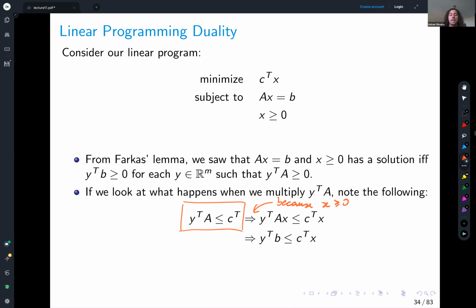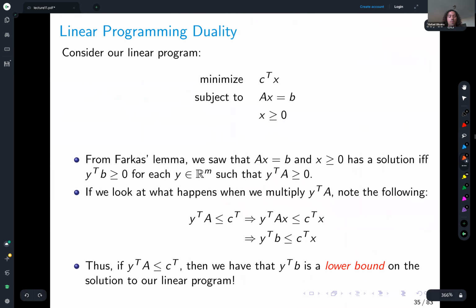But now here's the thing. We're using the standard form, and we have that AX is actually equal to B, correct? So if we found any vector Y such that Y transpose A is less than or equal to C transpose, then we know that Y transpose B is less than or equal to C transpose X. But what does this say? If you remember, C transpose X is exactly our objective function.